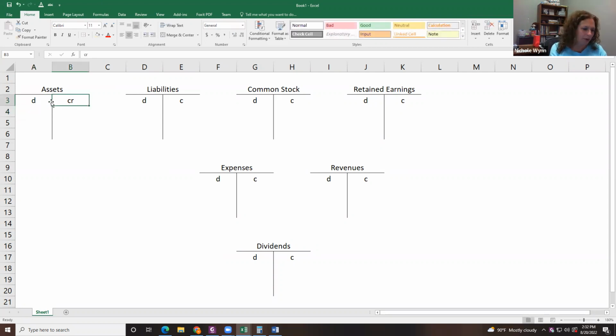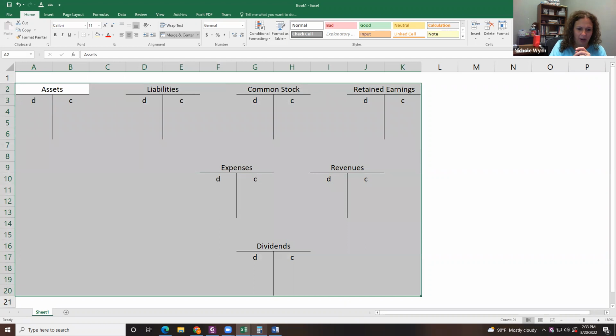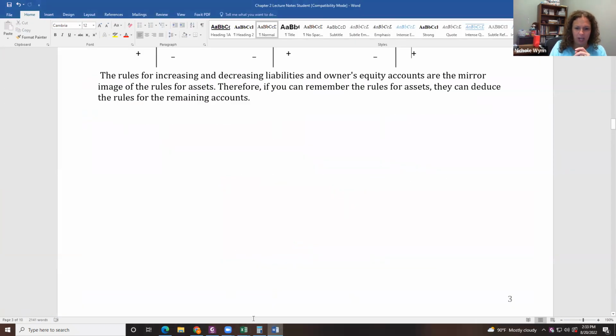So you can just abbreviate them as D and C, I don't care. But know that debit means left, credit means right. The debit side of every single T account is the left side. So this right now should be written right here because you guys are going to need this over and over and over again.